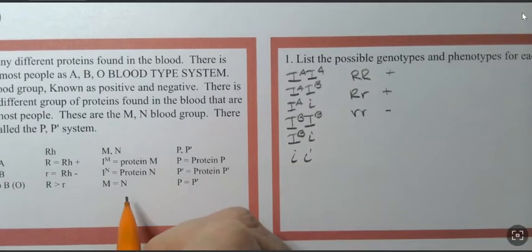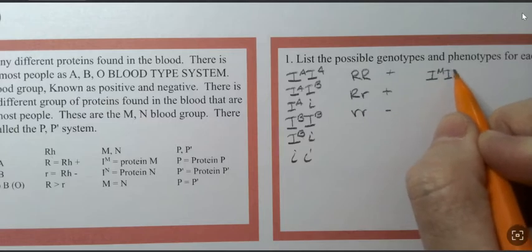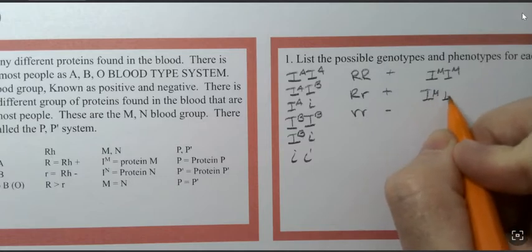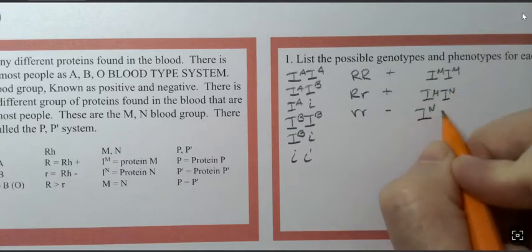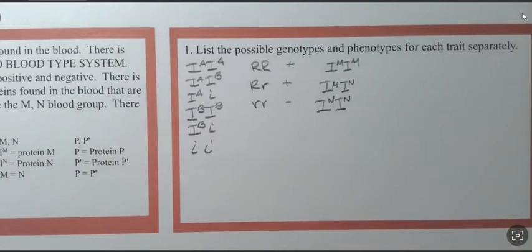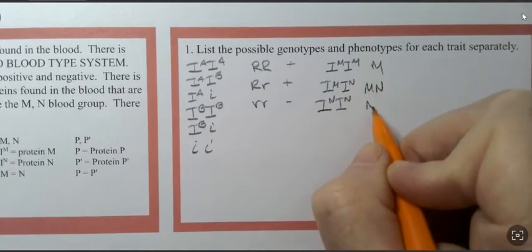Next, we have this other protein. It's MN. And it doesn't even matter what protein this is. It doesn't matter what it's called or where it is. Our same rules apply. We have M's and N's, and they are codominant. So for this, I can have IM with an IM, IM with IN, IN with IN. Okay, now this gives me M, this gives me MN, and this gives me N.